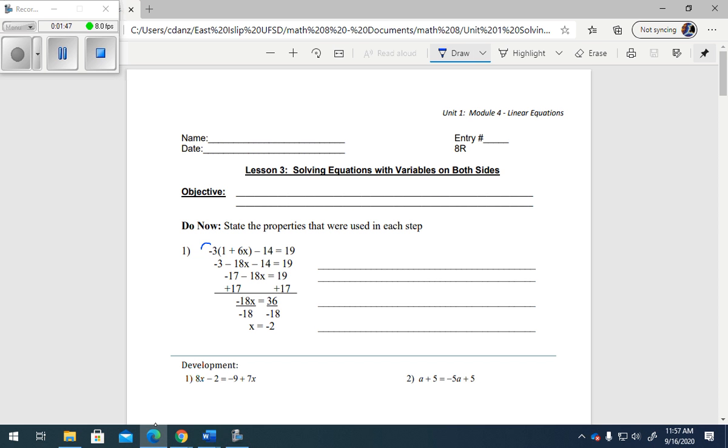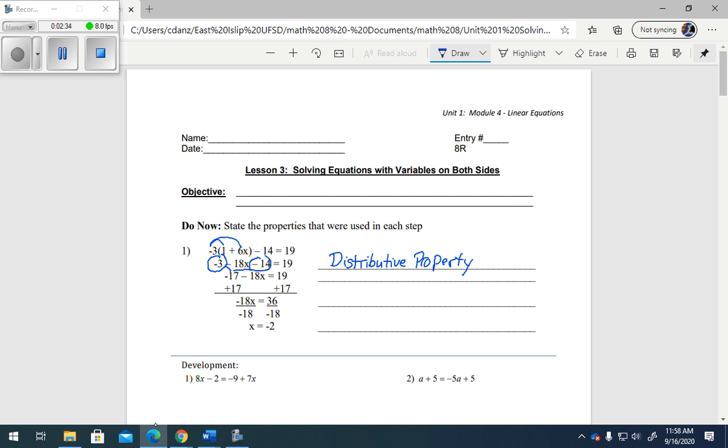So this first line here is the original equation, and I can see what was done next. Seems like the parentheses are gone, and it's because they used the distributive property. Next, it seems like things got kind of condensed. When I say condensed, there were 3 things on the left side, and now there's only 2 things. It looks like they combined this -3 and -14 to get the -17. So I like to say that they combine like terms.